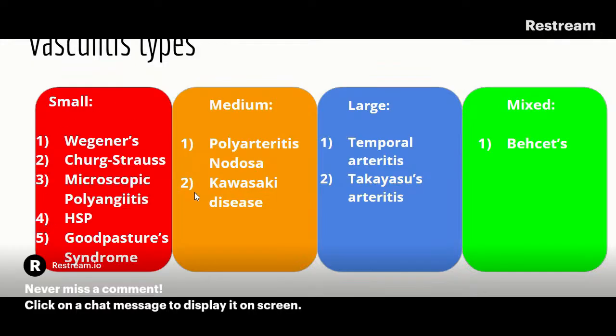Medium are going to be your polyarteritis nodosa and your Kawasaki disease. There is a little bit of pediatric involvement here, but I'll do what I can to avoid stepping on our pediatrician colleagues' toes. And lastly, you also have large, which is temporal arteritis, GCA. To some extent, you can argue about PMR being a precursor to that, and Takayasu's arteritis. And lastly, our mixed one is going to be Behçet's disease, ulcerations forming all over the body. So let's get into it.